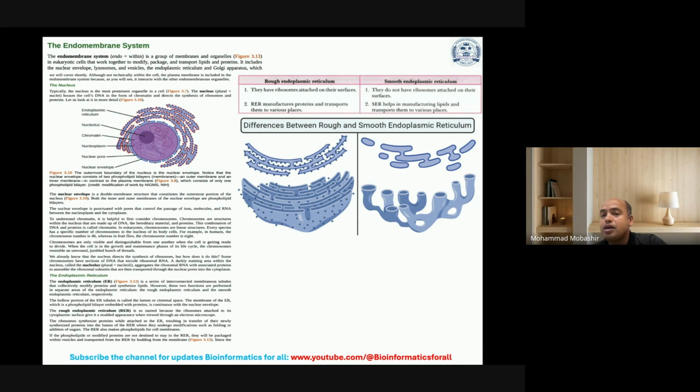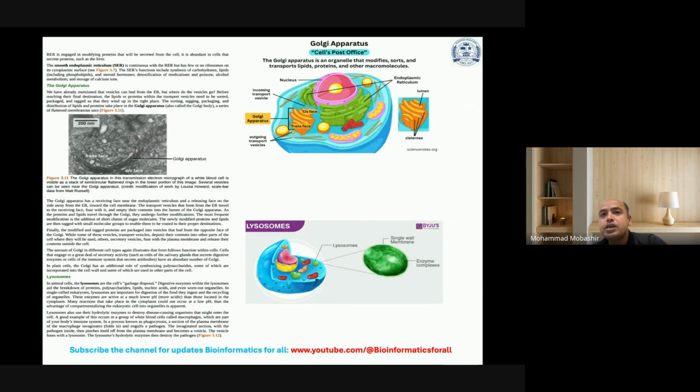Rough ER manufactures proteins and then transports them to various parts. Similarly, SER manufactures lipids and transports them to various parts. And then there is another important structure, that is the Golgi apparatus. If you want to understand how the Golgi apparatus could look, then this, the yellow color, is indicating the Golgi apparatus, cis face and trans face.